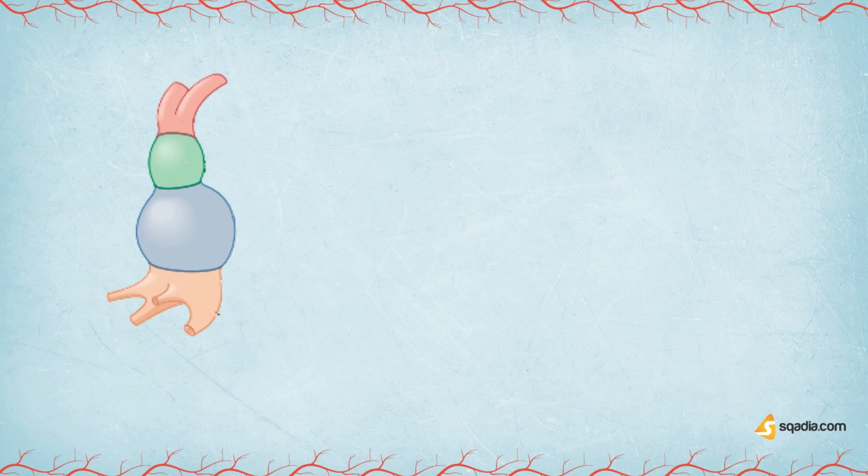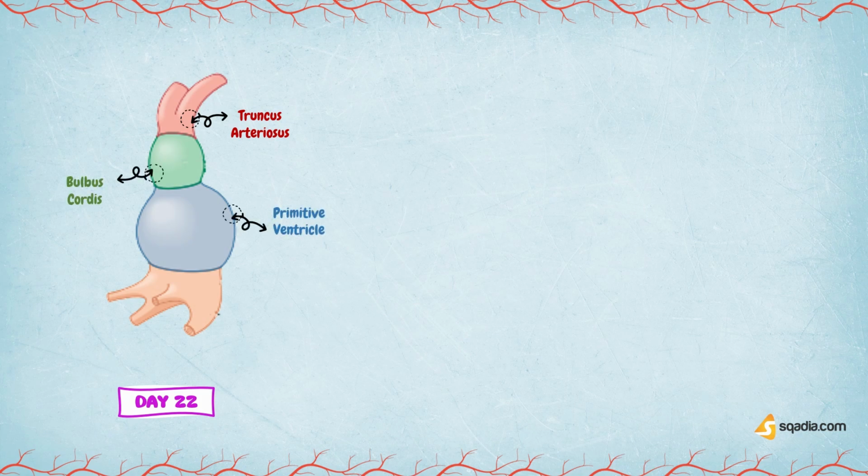So, the early heart tube undergoes a series of foldings to bring it from a straight tube to a folded shape, ready to become four-chambered. We know that this is truncus arteriosus. This is bulbus cordis. This is primitive ventricle. This is primitive atrium. And this is sinus venosus.